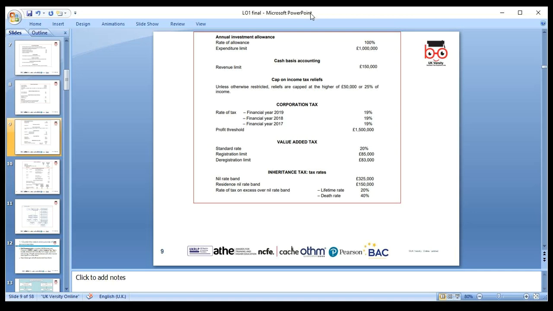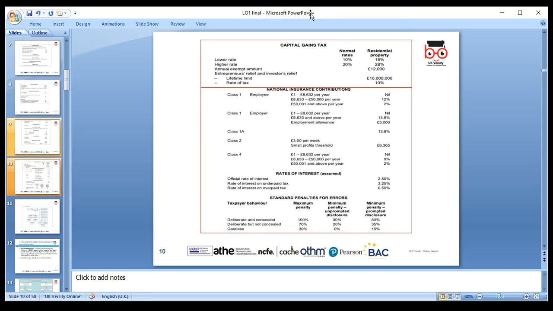85 still is kept, and inheritance tax, that's the 325,000 nil rate, and afterward the lifetime and the 7-year rules as well, and the connected person, that we need to look around. Capital gains tax, yes, normal rates, residential properties. All these we need to go through in the individual chapter to look around the scenario. And then we have national insurance, yes, rates.